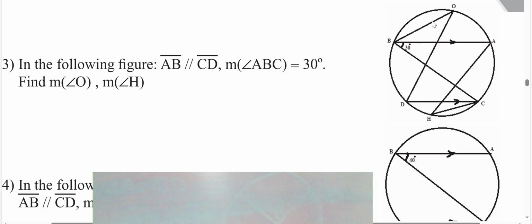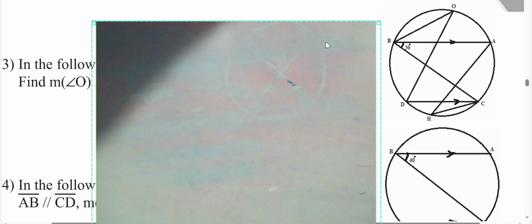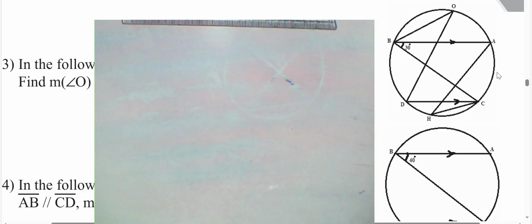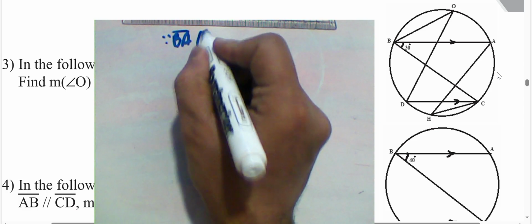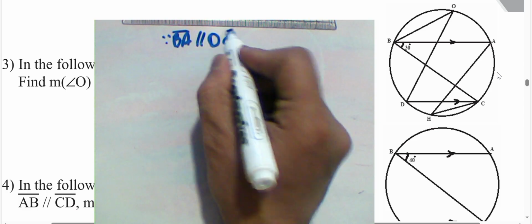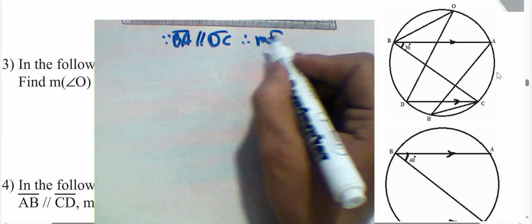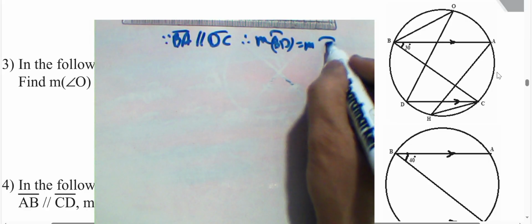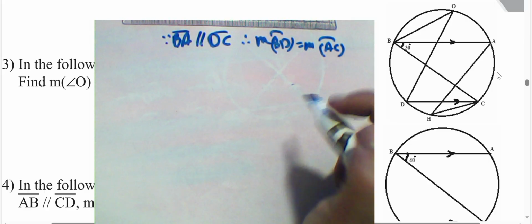The measure of angle O here will also be 30 because BA is parallel to DC, then this arc equals this arc. Please, the measure of angle O equals the measure of angle C. C equals 30 degrees also. Understood? We can prove this question such that BA was parallel to DC. Then the measure of arc BD will be equal to the measure of arc AC. We have two arcs that are equal.